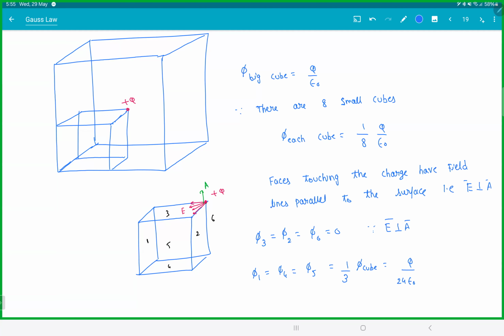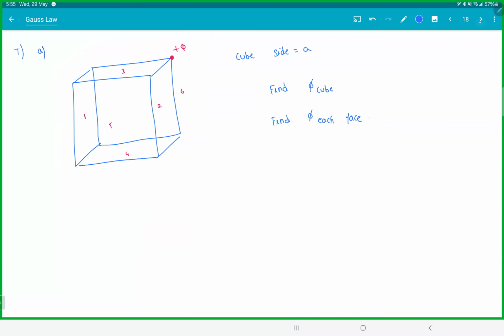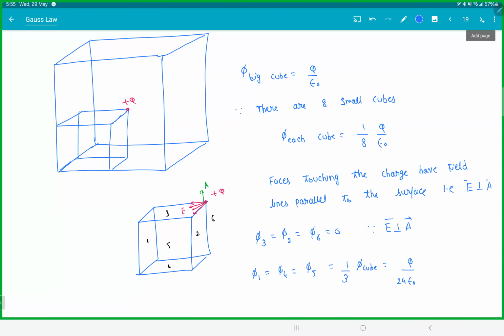I hope you're getting this. All the faces won't get equal flux. The faces 2, 3, and 6, which are touching the charge, the field lines are parallel, so the field becomes perpendicular to the area vector. So the flux is 0 through them. The total flux through the cube is q by 8 epsilon. So the remaining 3 faces will take 1/3 of that q by 8 epsilon. Clear? This is the standard one. So let's change this a bit. Any doubts on this? All clear, right?